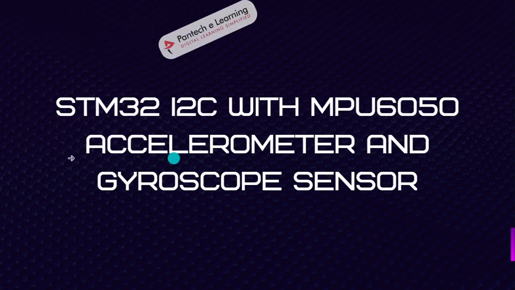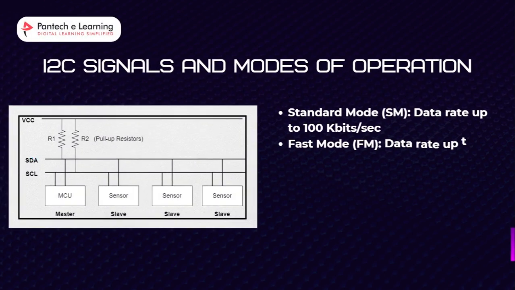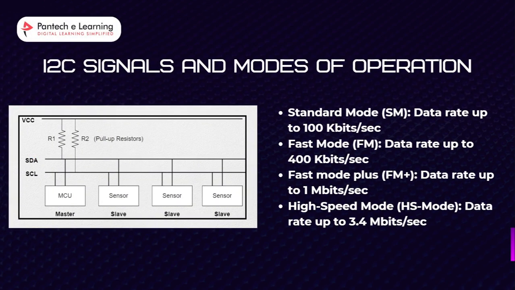For that, first we need to know what I2C is and its modes of operation. I2C is a serial data communication protocol used to communicate between integrated circuits. This protocol was created by Philips Semiconductor, now called NXP, back in 1982. It is a synchronous, half duplex, multi-master, multi-slave, packet switched, single-ended serial data communication protocol.